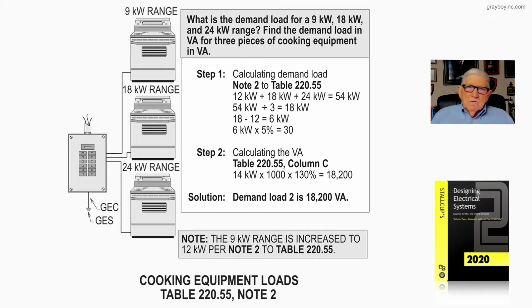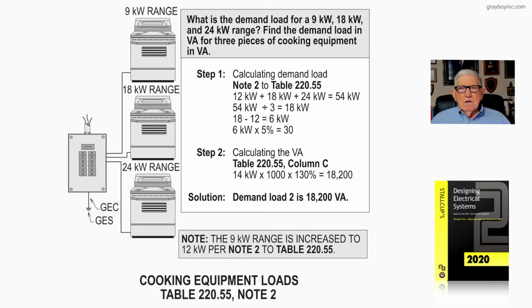Now let's look at this Figure 22-12, which deals with cooking equipment loads in accordance with Note 2 to Table 220.55. First of all, I want to review the note with you coming out the gate here. The note in the illustration says the 9 kW range is increased to 12 kW per Note 2 to Table 220.55. In other words, if you had 8 kW and 24, any kW below that would be increased to 12 kW. So that 9 kW range becomes 12.